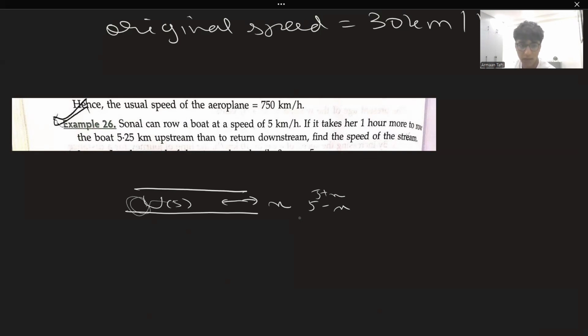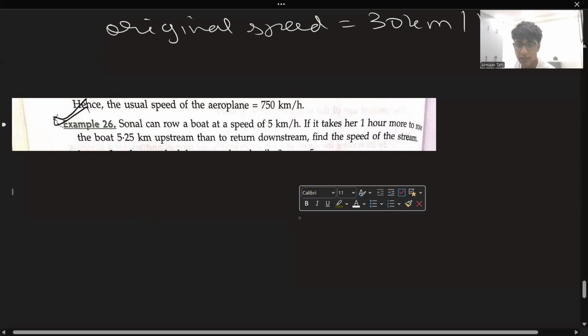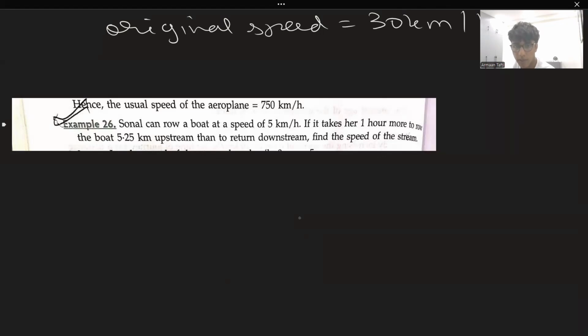Okay. So now that you have that basic understanding, let's move on with the question. We have to find the speed of the stream, so we have to find the value of x according to the diagram I drew. She can row a boat at a speed of 5 kilometers per hour, but it takes her 1 more hour to row the boat 5.25 kilometers upstream than to return downstream. Obviously, if you're rowing upwards, it'll take you more time because you're rowing against the stream. And if you're moving downwards, you're flowing with the stream, so your speed will actually increase.